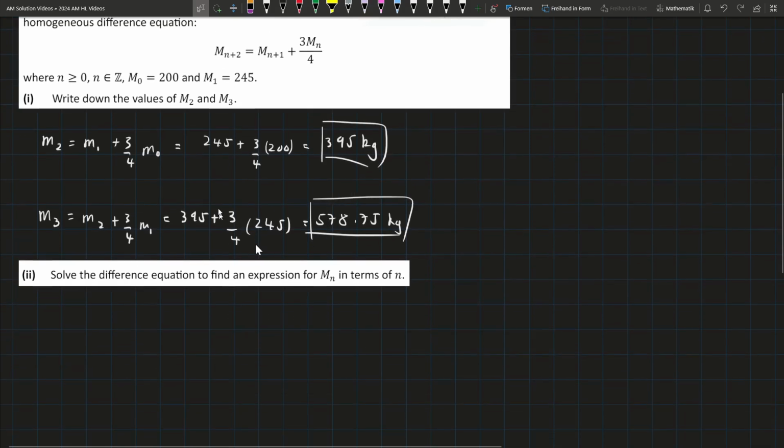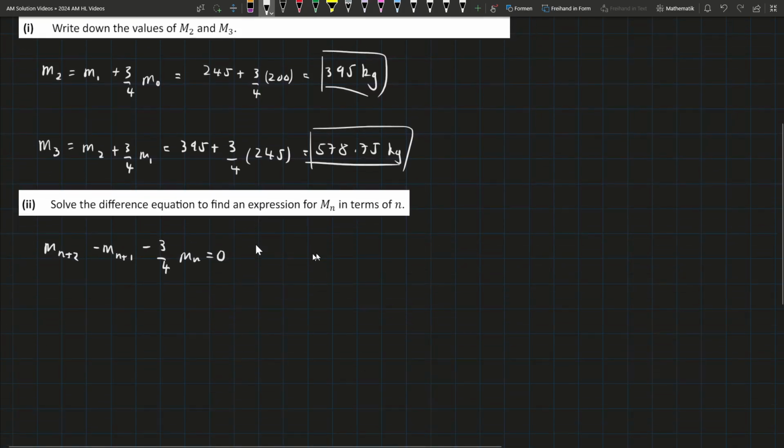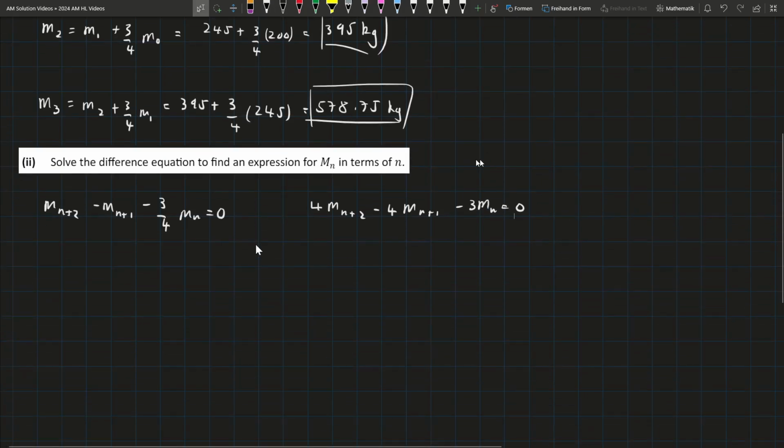Then we're told to solve the difference equation. So there's no particular part, so we just have to worry about the complementary part. We have m(n+2) minus m(n+1) minus 3/4 of m(n) equals 0. I'm going to multiply by 4 just to make it a bit easier. So you have 4m(n+2) minus 4m(n+1) minus 3m(n) equals 0.